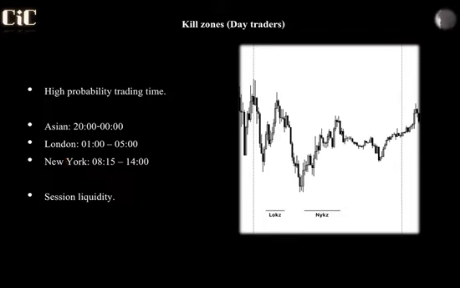And this was intended to be a quick, brief run-through. We'll go in deeper into exactly what time to enter later down the road. Right? But for now, these are the kill zones. High probability time windows in which price moves faster.